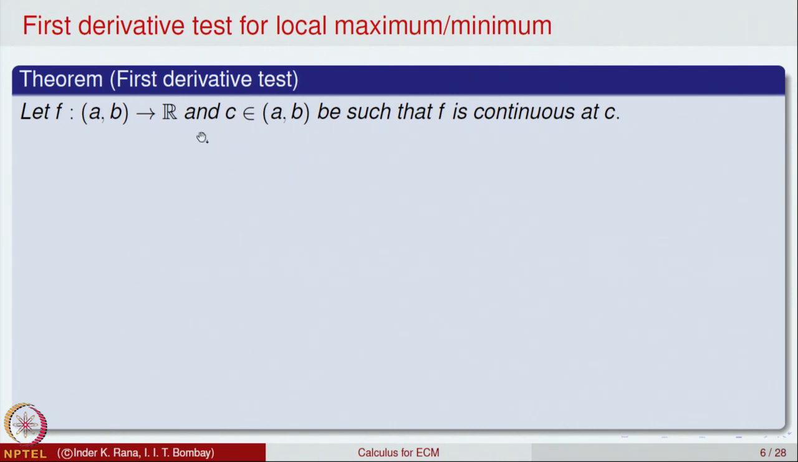Suppose f is defined in an open interval (a, b) to R and c is a point in the open interval (a, b) such that f is continuous at c. So, continuity is always going to be a condition.